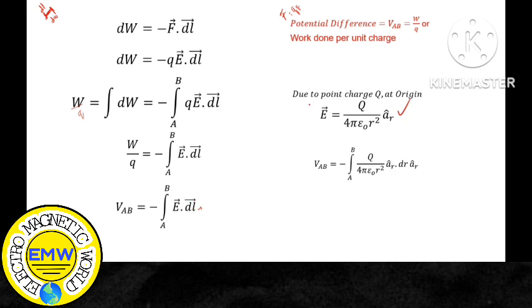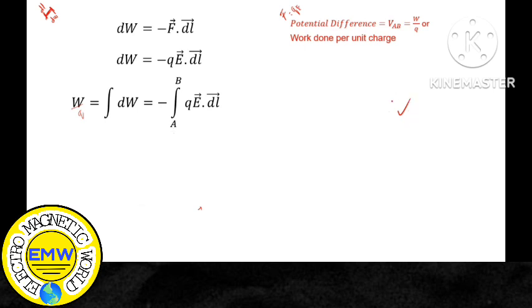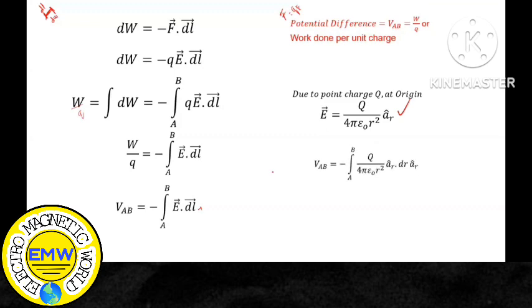If I recall your memory, this dl is converted into the unit vector. The unit vector is along the radial distance r, so it will be the ar unit vector. So the ar unit vector dot product with ar, what will it be equal to? It will be equal to 1. Both are unit vectors, and when we multiply them by dot product, it will be equal to 1.